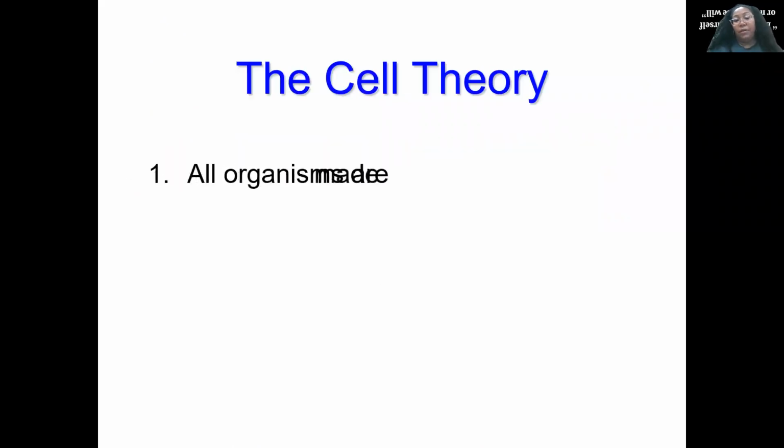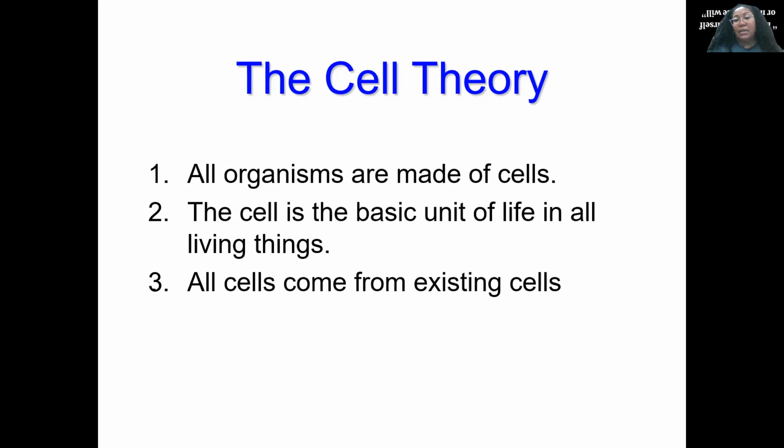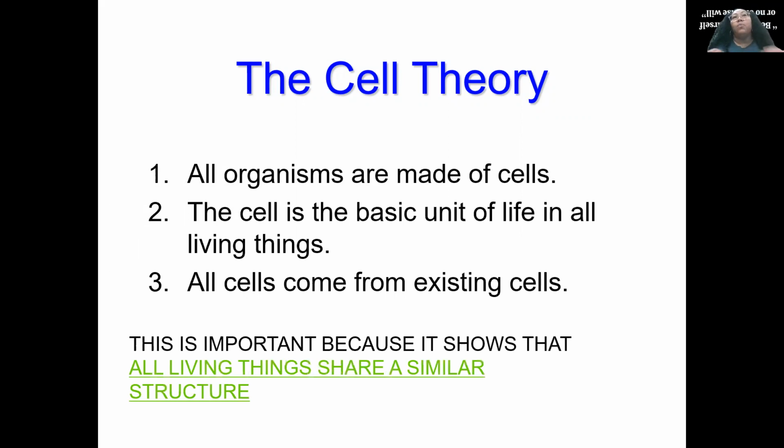Now let's look at the cell theory. A theory is something that scientists have studied, they did their research, they did their experiments, and they came up with this kind of rule of research that this is what it is. This is what a cell is. So you had two scientists. Well, I'm going to just read the slide to you. It says all organisms are made of cells. The cell is the basic unit of life in all living things, and all cells come from existing cells.